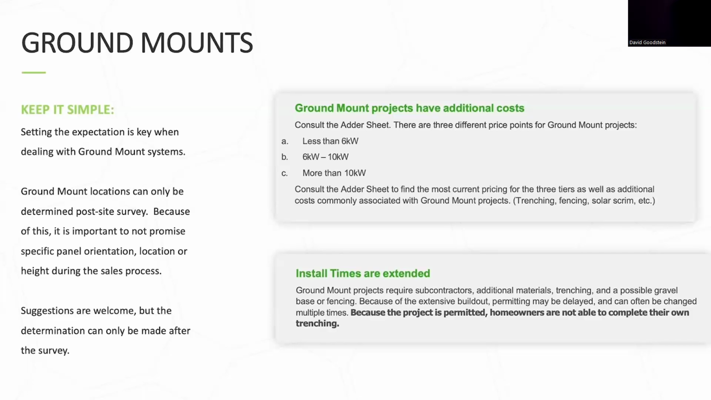So another thing we want to share is that locations can't really be promised. Homeowners can offer suggestions about where they may want their ground mount, but ultimately there's a lengthy site survey process, and only after that process is complete will we know, based on local AHJ regulations or just where this project is located, what is allowable for that ground mount, if it actually qualifies for it. So please keep that in mind.